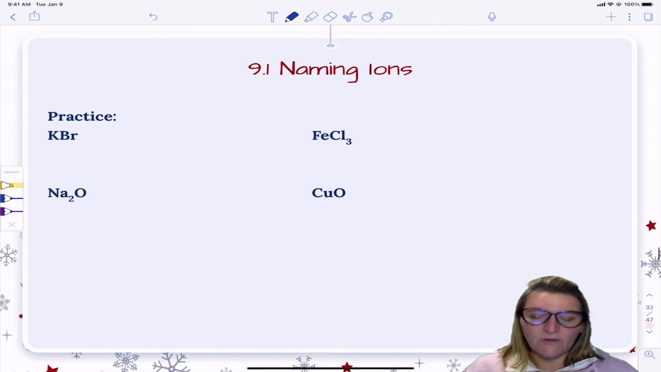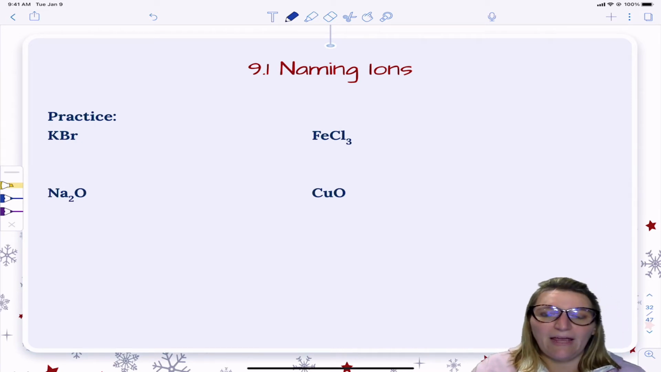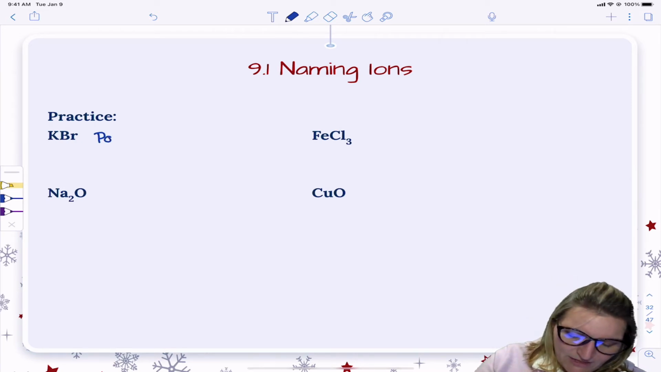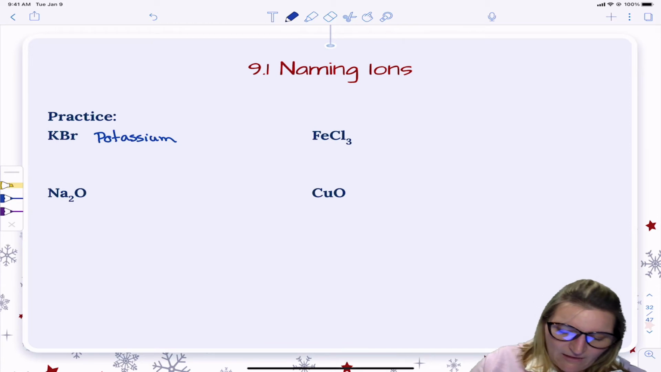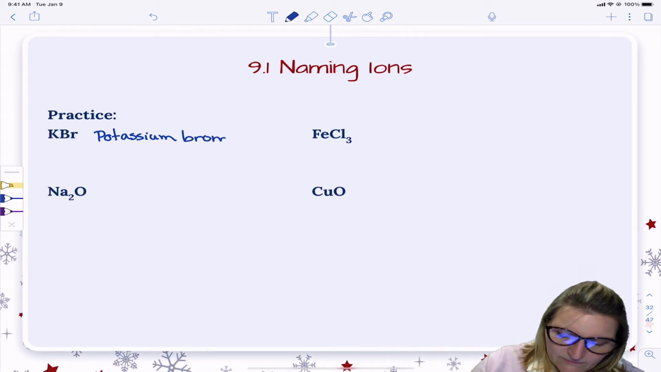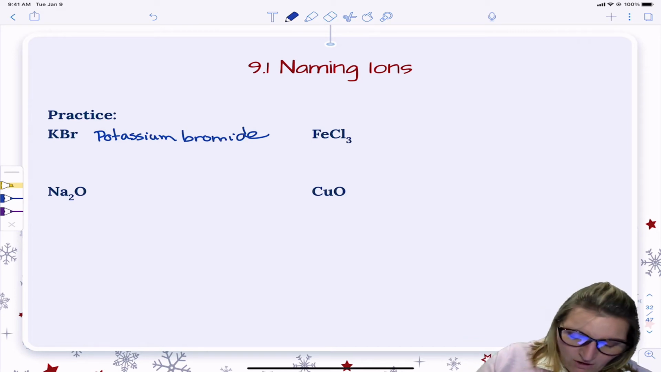So now all we do to name the actual compound is name the first element, then name the second element. That's it. So KBr, K is potassium, so I just write potassium. I don't need to use the word ion because it's in a compound. And then bromide. Right? Na2O is sodium oxide.